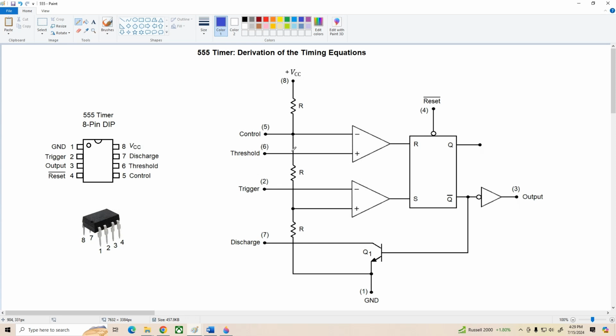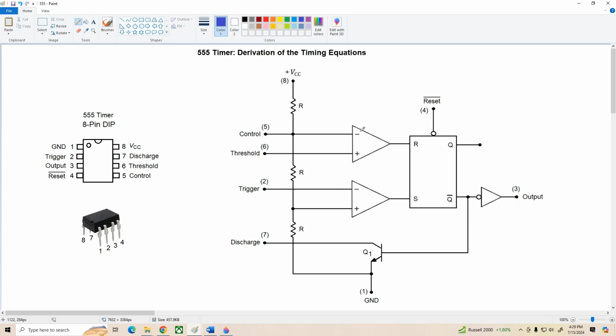I'm going to start with this voltage divider, 3 equal value resistors. They're all 5K ohms, but they're going to divide the power supply voltage evenly so that at this node we've got 1/3 VCC, at this node we've got 2/3 VCC. And these are used as reference voltages for these two comparators.